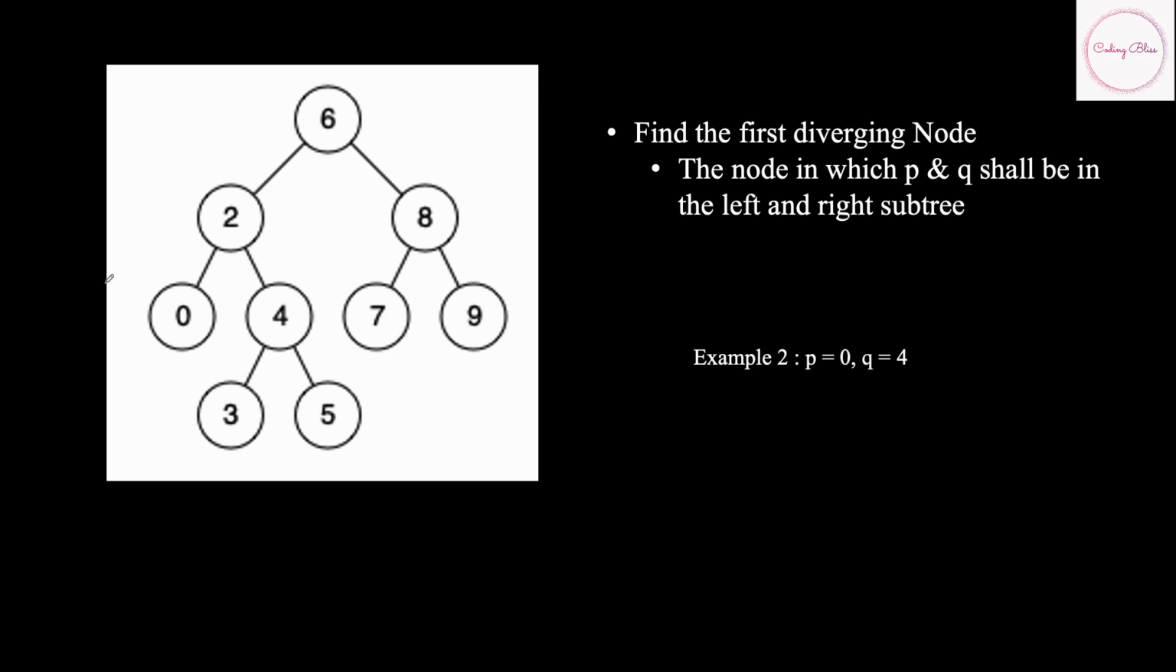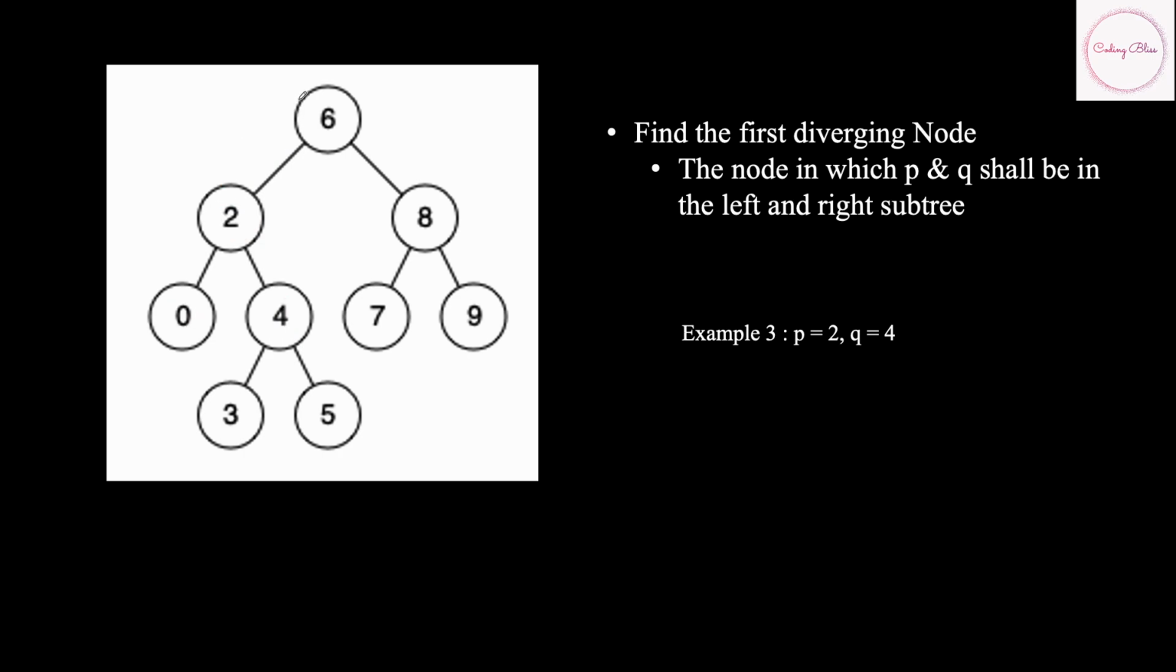Now let's take another case. Let's take 0 and 4, for example. In this case, both 0 and 4 are in its left subtree, so that means it hasn't diverged yet. So we can come to the next node. Both 0 and 4 are less, so it will come to its left node. Now we reach 2. As soon as we reach 2, we find that 0 is in its left subtree and 4 is in its right subtree. So that means 2 is our answer and we can just return 2.